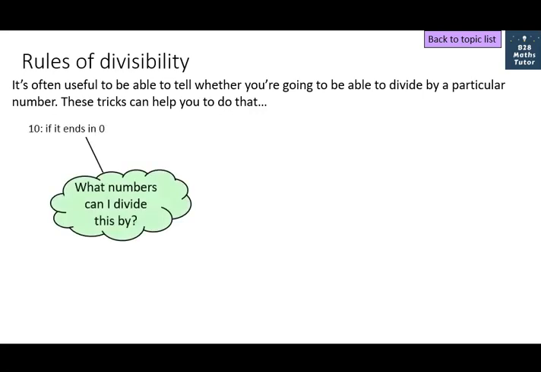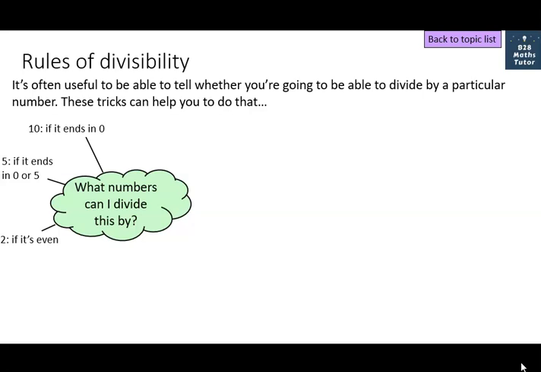If you've got a number in front of you that ends in 0, then you know that it will divide by 10. It must be in the 10 times table. How do you know if it will divide by 5? If it ends in a 5 or a 0. How do you know if it will divide by 2? Well, any even number. Even numbers end in 0, 2, 4, 6 or 8, of course.